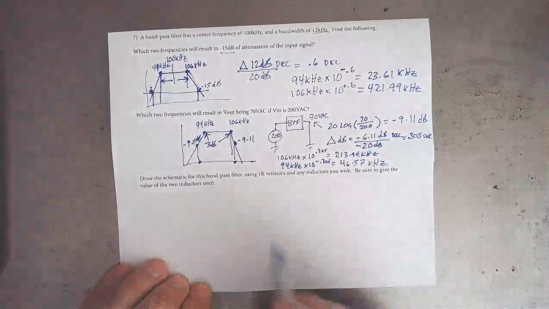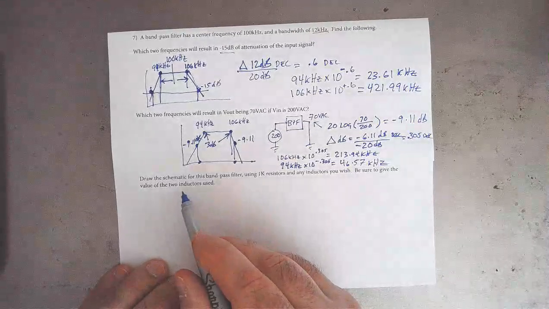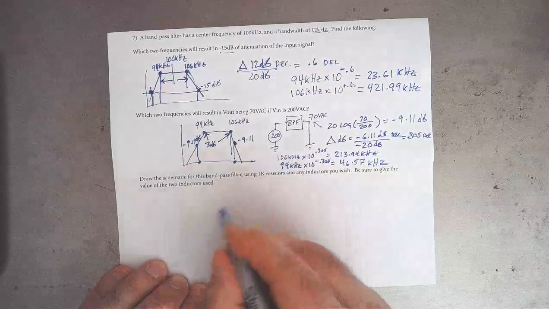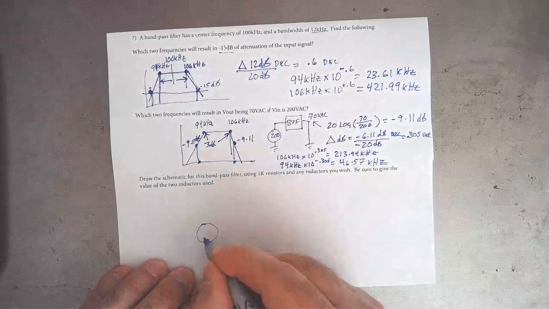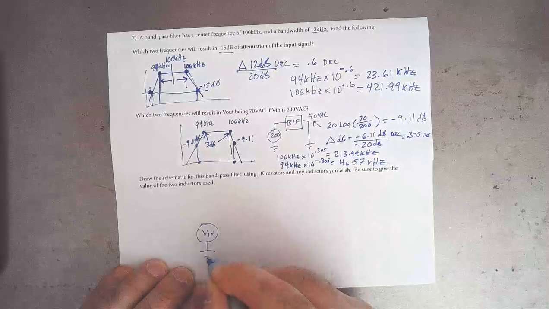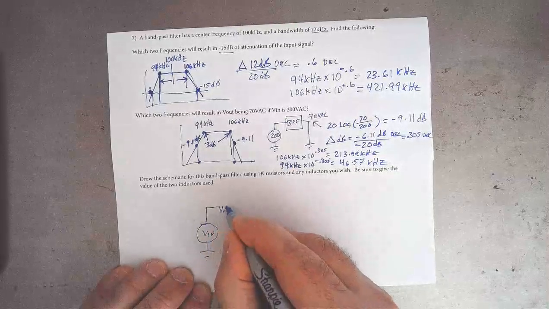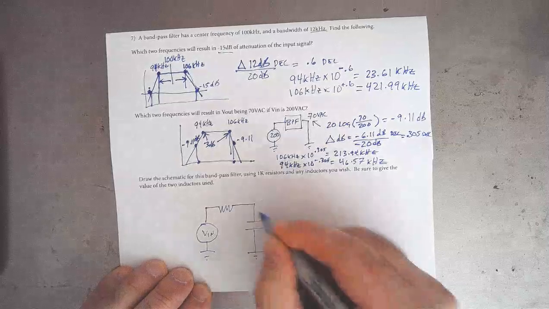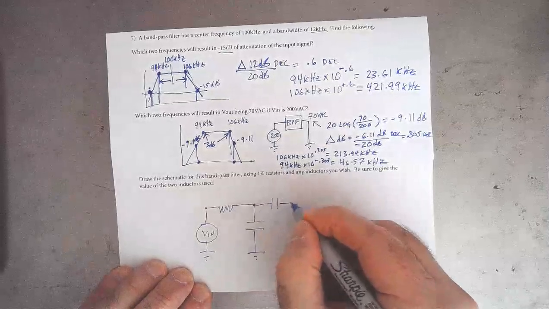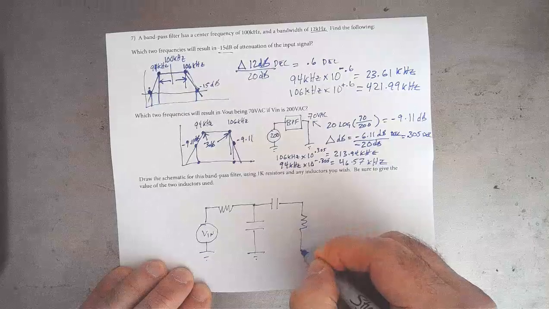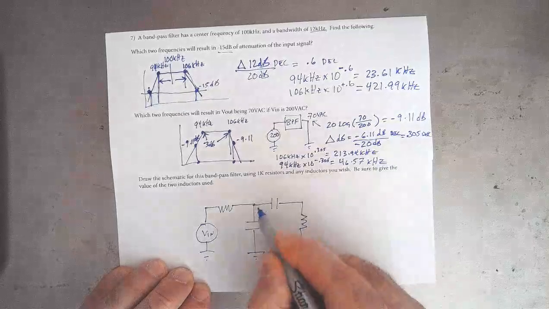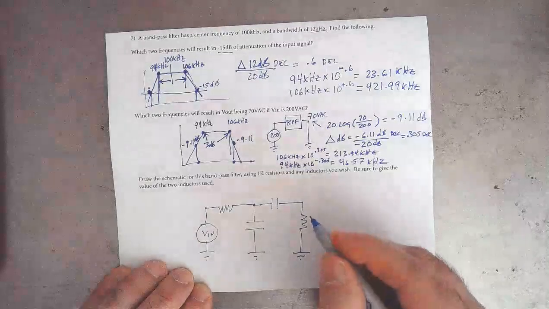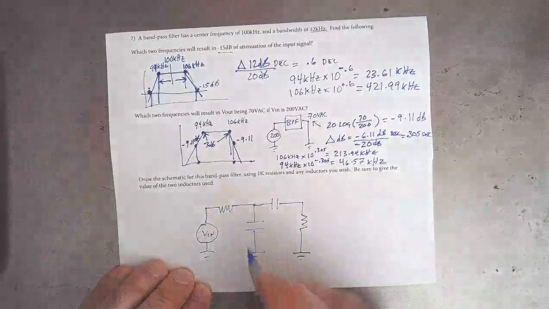Okay, and then they want us to draw a schematic for this bandpass filter using 1K resistors. So here's V in right here. And this is going to be the low pass portion. So there's a passive low pass filter. And this will be the high pass portion. This is not an ideal filter because normally there'd be something there to buffer this and maybe add a little gain. But in this case, we're just dealing with a passive filter.